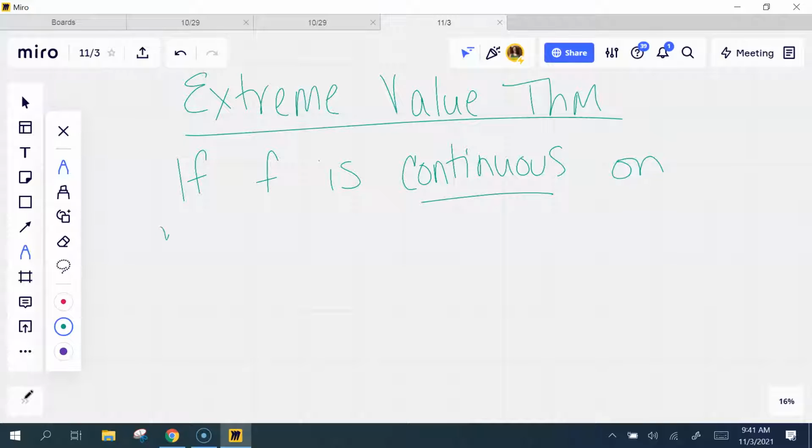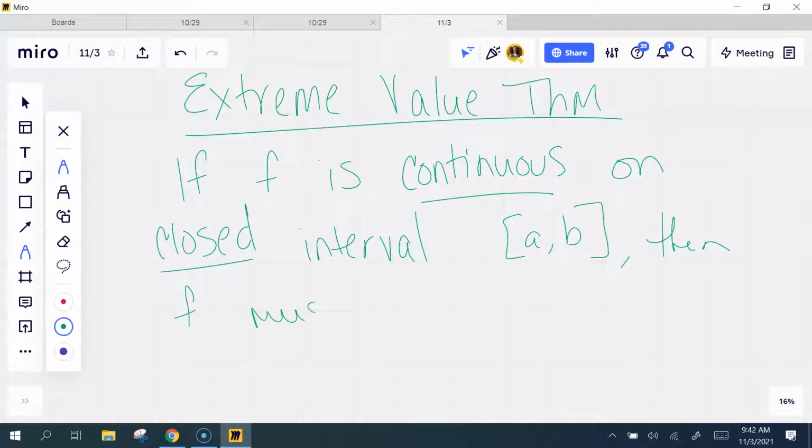Please don't be mad. If F is continuous on a closed interval, what does a closed interval mean? It's restrictive. I'm not saying x cubed as the whole cubic. I would say x cubed on the interval from 1 to 5 or something like that. So it's a closed interval, and we'll even say a closed interval AB. Then F must have a max and a minimum on that interval. Well, right? Because it has endpoints. That's self-explanatory, right? Closed domain, obviously.